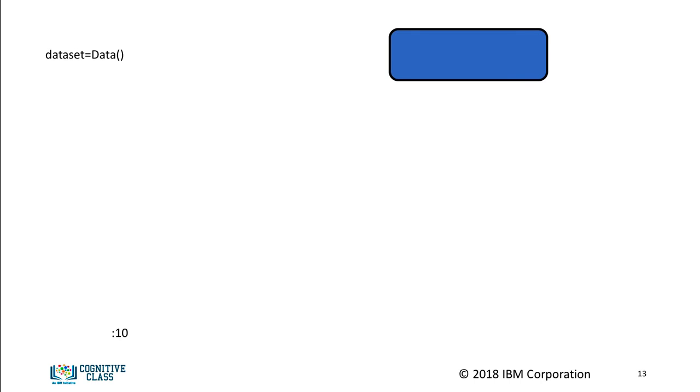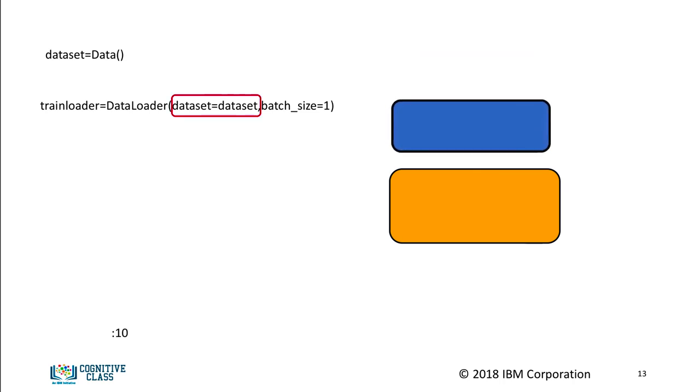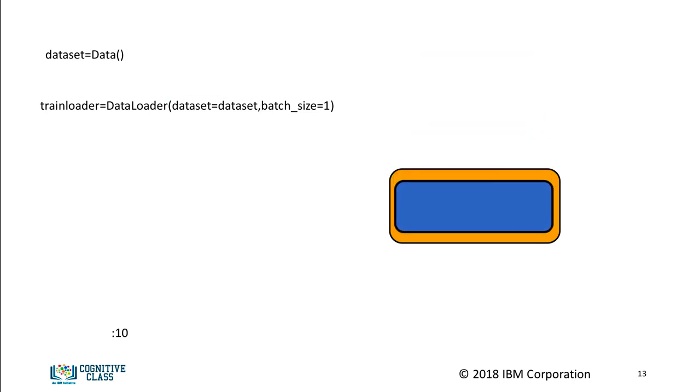Once we've created the dataset object, we use it as an input to our data loader constructor to create our train loader object. It's helpful to think of the train loader as an object that takes the dataset as an input, and in this case, we set the batch size equal to 1.